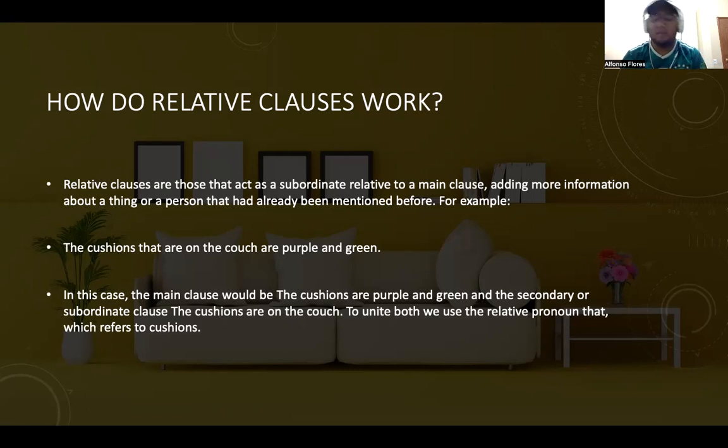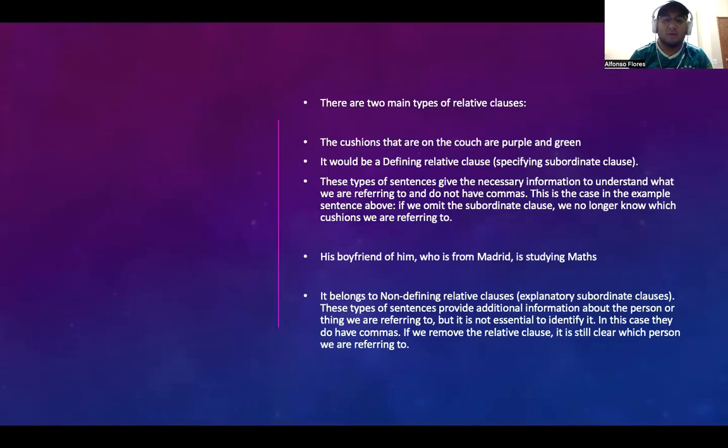In this case, the main clause is the cushions are purple and green, and the secondary or subordinate clause is the cushions are on the couch. We use the relative pronoun that, which refers to the cushions. There are two main types of relative clause.